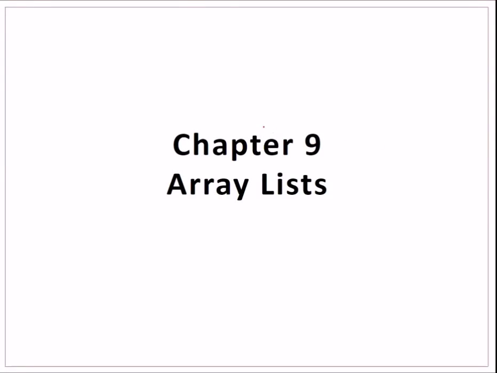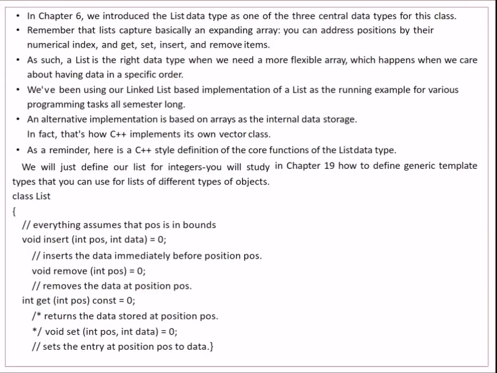Now let us talk about array lists. In the previous chapter we introduced the list data type as one of the three central data types of this class. You must remember that you can address positions by their numerical index in a list, and you can get, set, insert and remove items in a list. And a list is actually an expanding array.